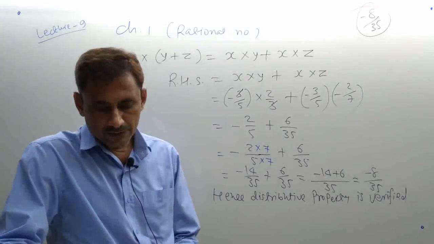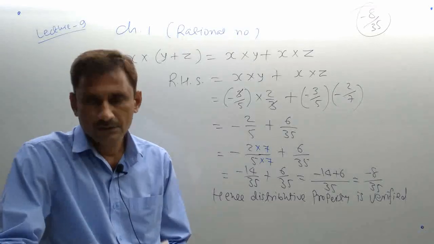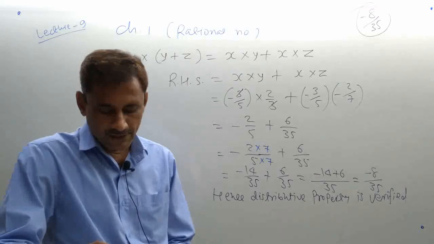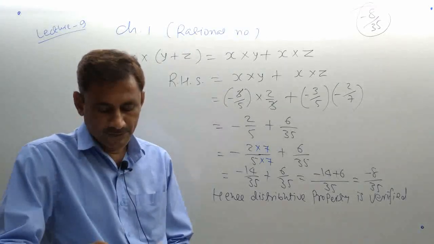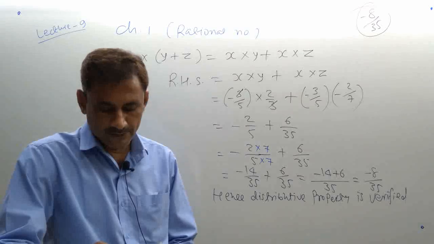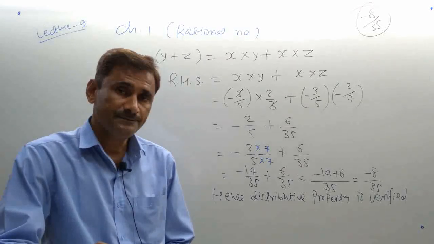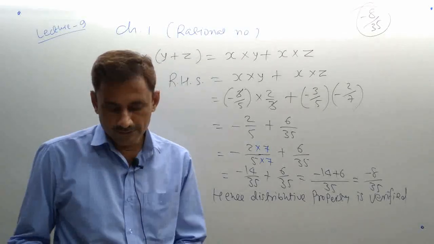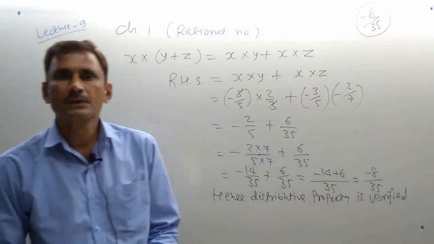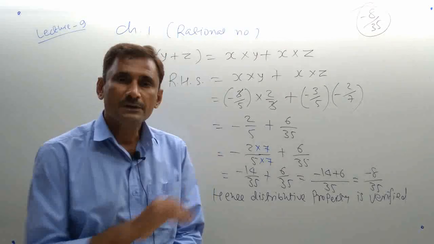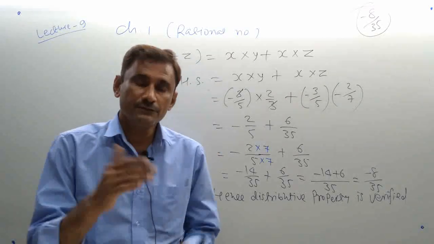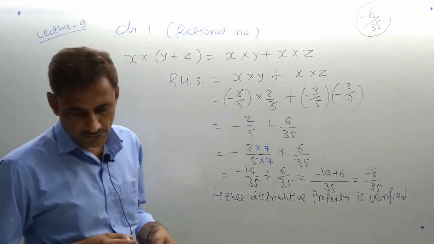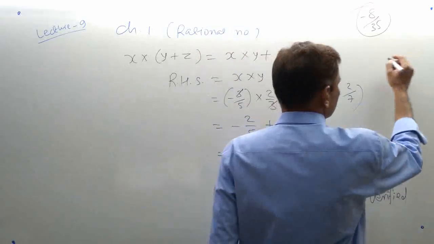Look there, question number 16. What is there? Verify x multiply (y plus z) is equal to x multiply y plus x multiply z. Okay. So the same type of sum will be there. So we are doing one more sum here. The first sum I will give you in homework. I am writing it right now.